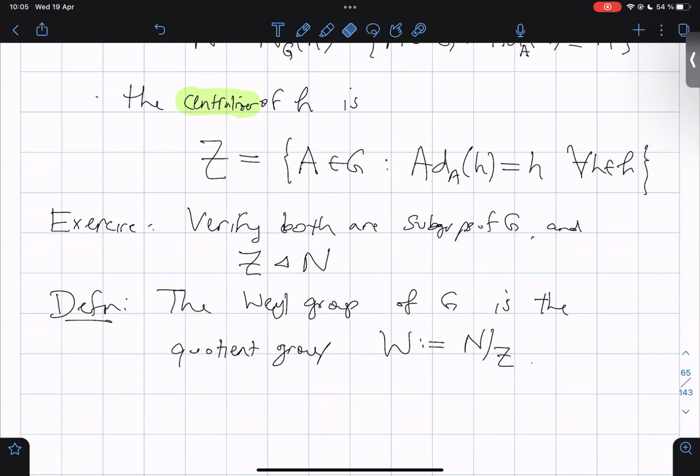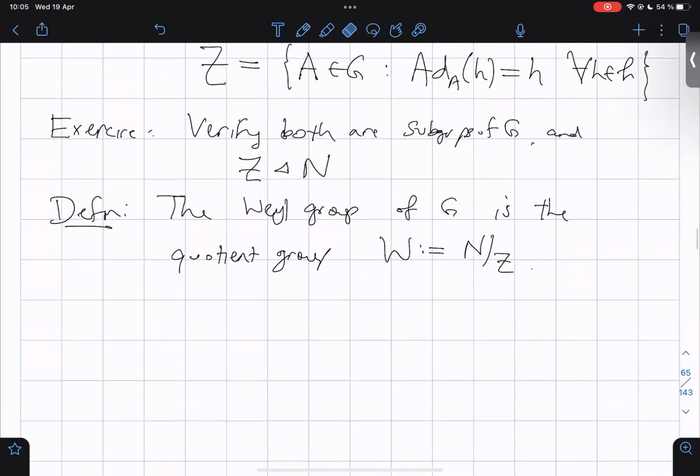Okay, so note that Z acts trivially on H.